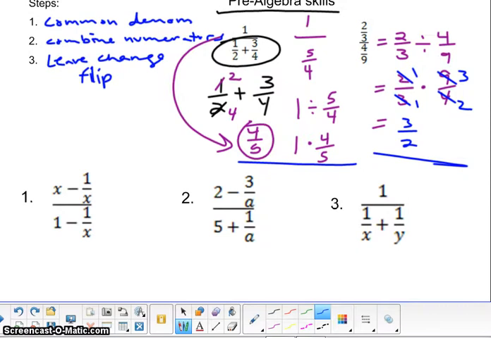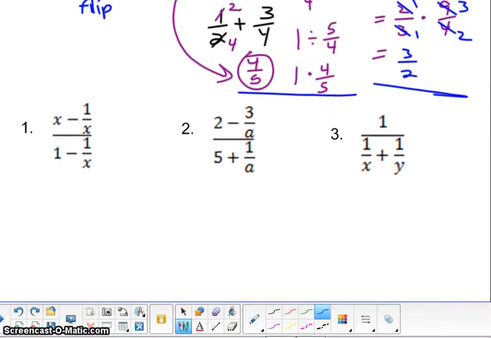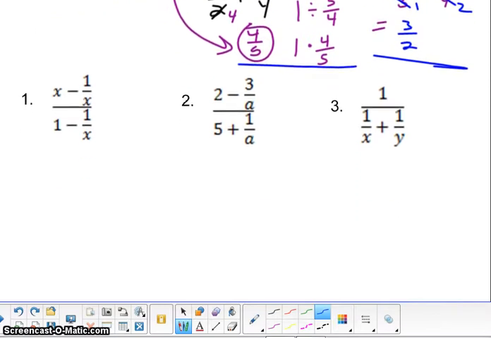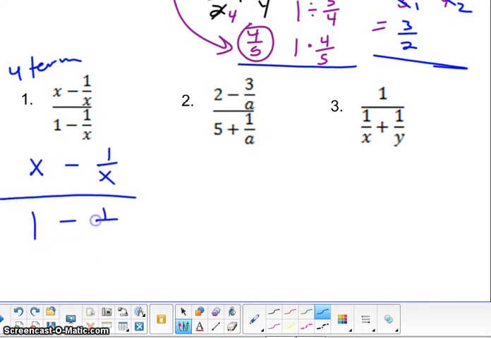Okay, so let's try the first example. And we want to get a common denominator. Now first, I want you to realize that there are 4 terms right here. The first term is x. The second one is the negative 1 over x. The third one, and then here's the fourth one.